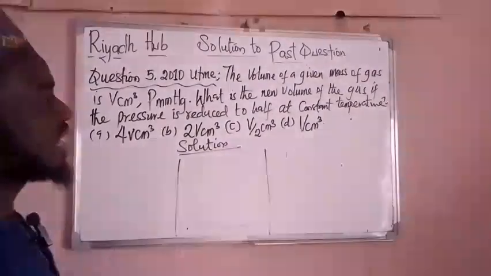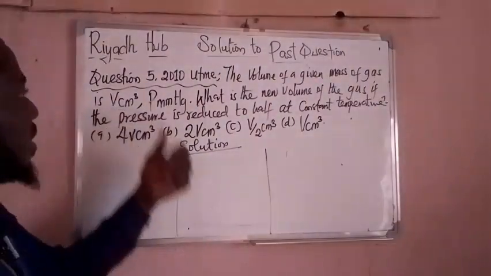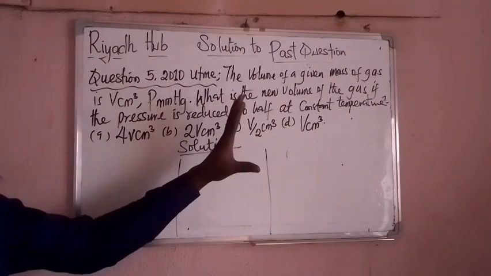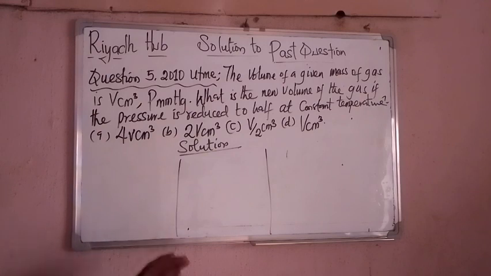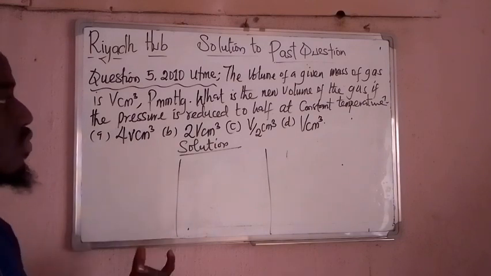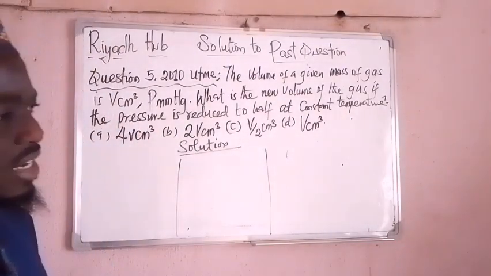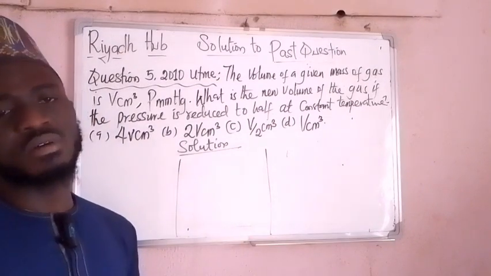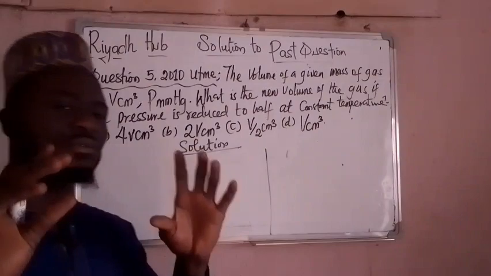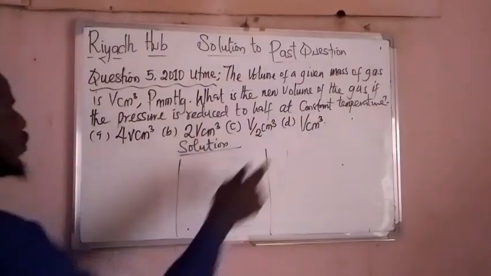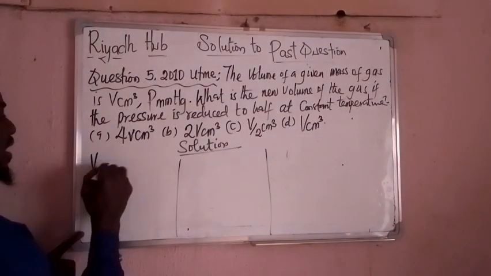Don't panic. Most of the time, students feel awkward when they see letters representing values, but you don't have any business with that. Now, let's critically look at this question. Let me give you a very simple format to identify which law is needed. The first thing you need to do is to identify the factors that have been mentioned. This question has mentioned volume. V1 is there.